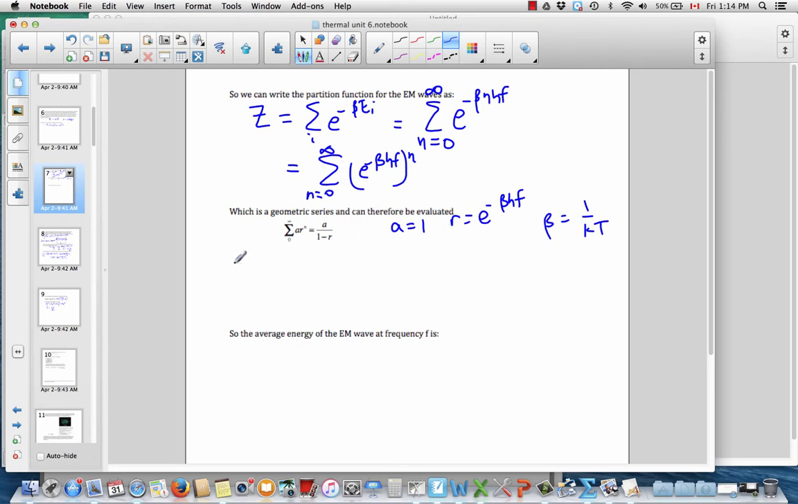So for our partition function then, it's got to be 1 over 1 minus this expression, e to the minus beta hf. And so then we can find the average energy of an electromagnetic wave at frequency f using this partition function, because as we just stated previously, with the partition function, you can find the energy by doing this derivative with respect to the beta parameter. And so we're going to need to do a little bit of algebra here.